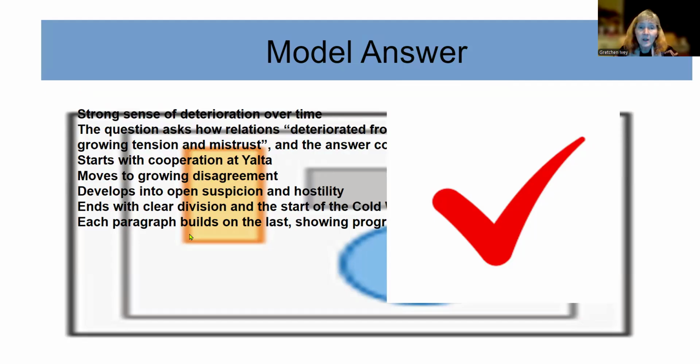Strong sense of deterioration over time. The question asks how relationships deteriorated from growing tension and mistrust. The answer correctly starts with cooperation in Yalta, moves to growing disagreement, develops into open suspicion and hostility, and ends with the clear division and the start of the Cold War. Each paragraph builds on the last, showing progression.